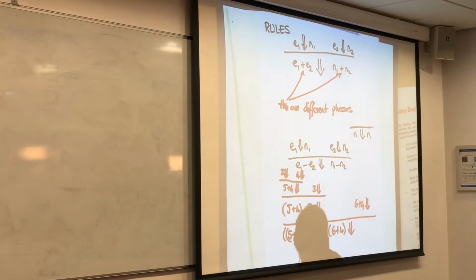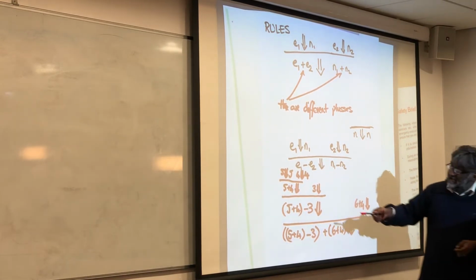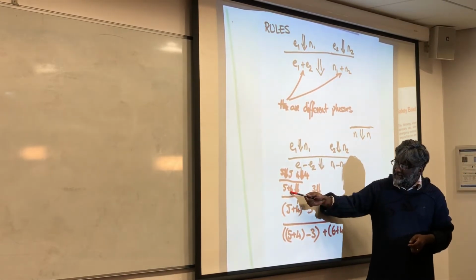So now, go to the next. What can I write? 5 evaluates to 5. Yep. I want to get around to those hiding at the back. What do you think 4 evaluates to? 4 evaluates to 4. Right. Okay. So now let's think about this. Now we can do this part.